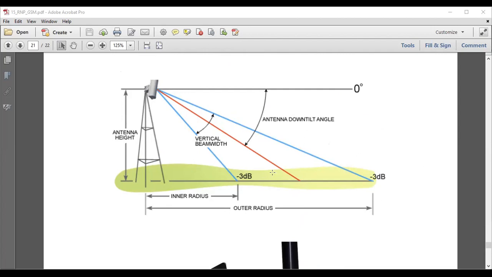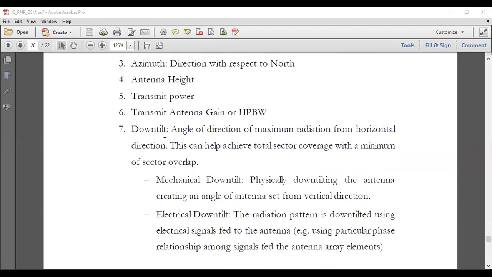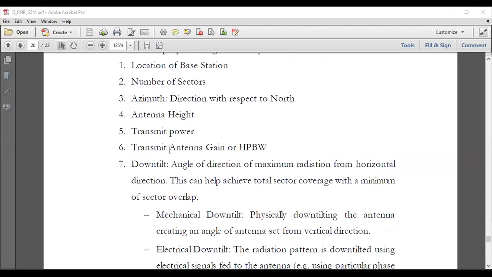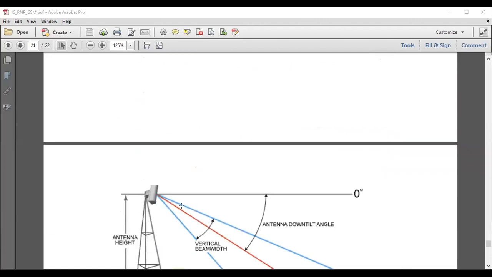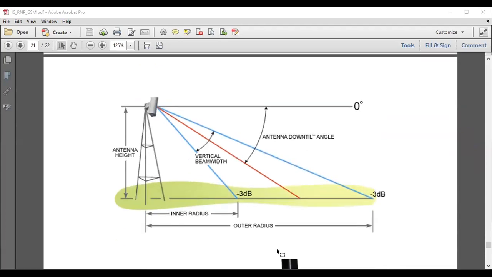Now, this vertical beam width won't be too large, because if it is large, then your cell size is very large. So it depends on your cell size. It also depends on the height of the antenna, that down tilt. So all these things, the height, the antenna gain, and the down tilt, decide what the cell size really is.